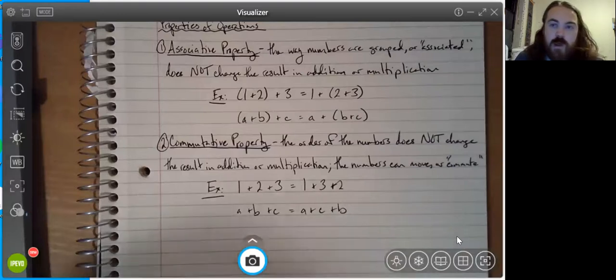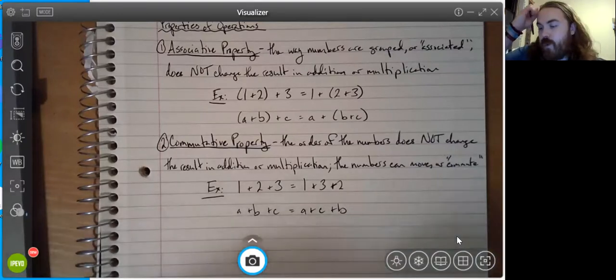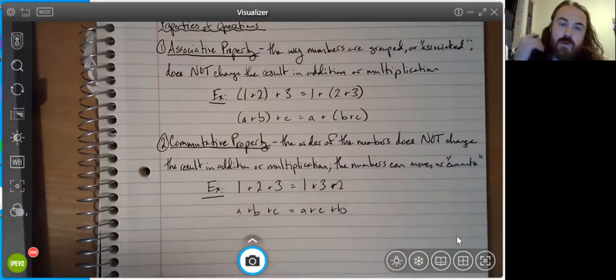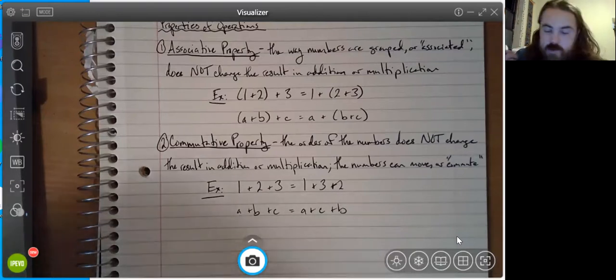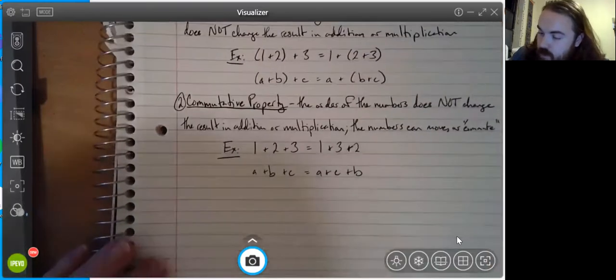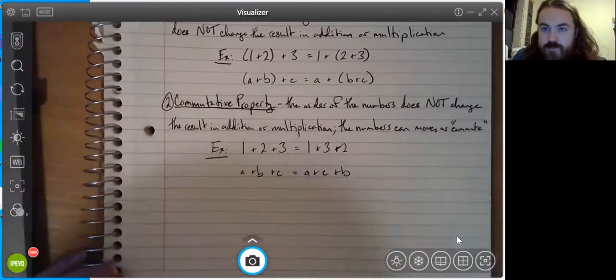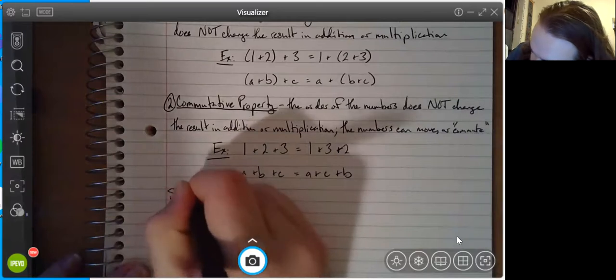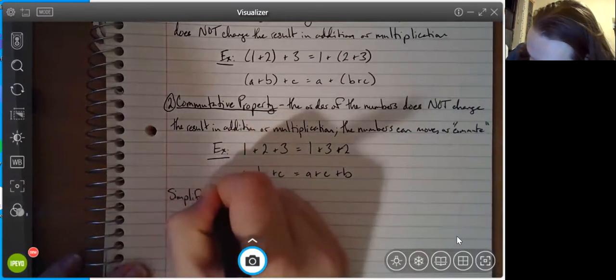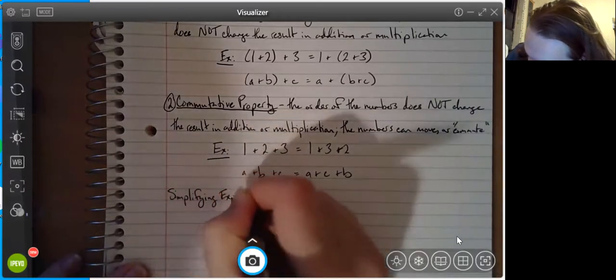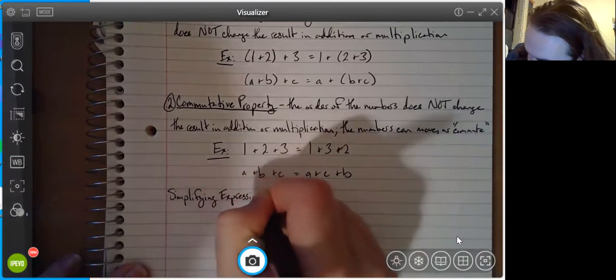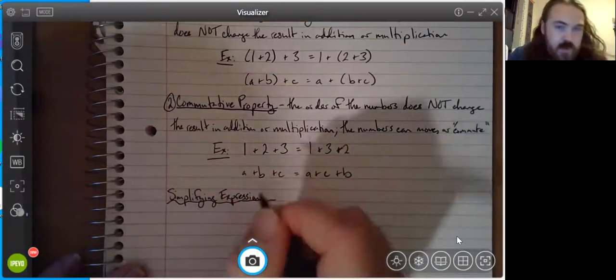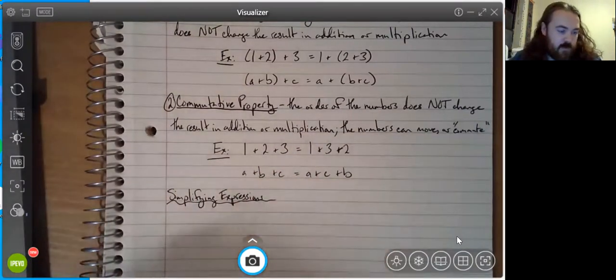All right. Now this is the way that we really need to apply this today, and why this is so important for us, is in actually simplifying these expressions. How are we going to use these properties to help us simplify these expressions? So we're going to have another little subheading here: Simplifying expressions. Again, a little squiggly line for the subheading.